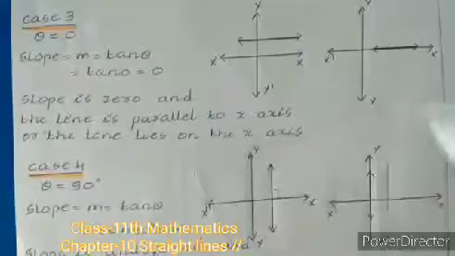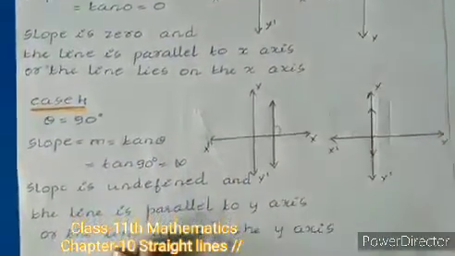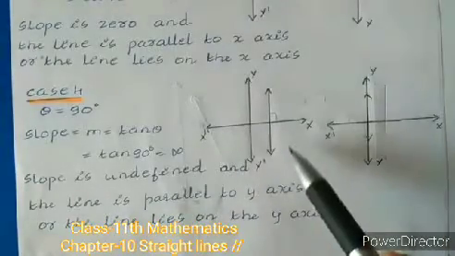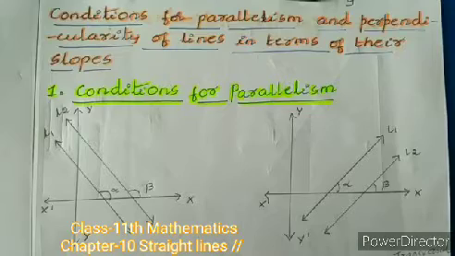Then if theta is equal to 90 degrees, at that time the slope is undefined, or the slope is equal to infinity, and the line is parallel to the y-axis, or the line lies on the y-axis. Conditions for parallelism and perpendicularity of lines in terms of their slopes.